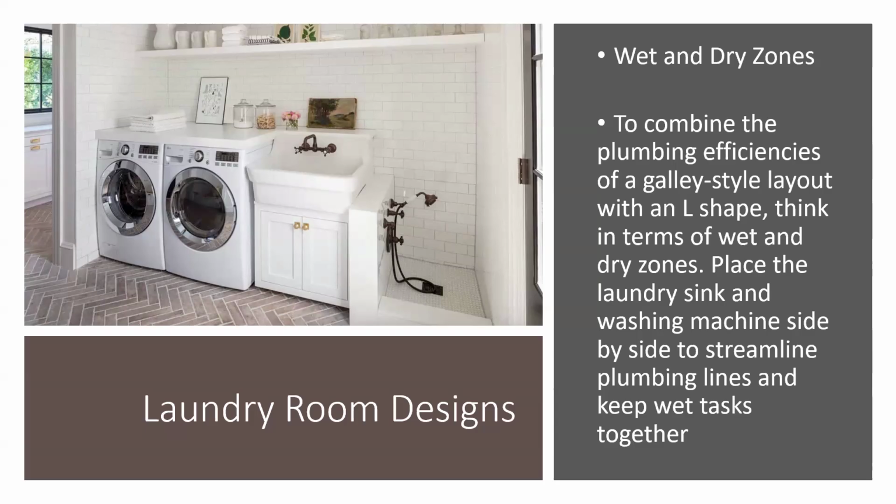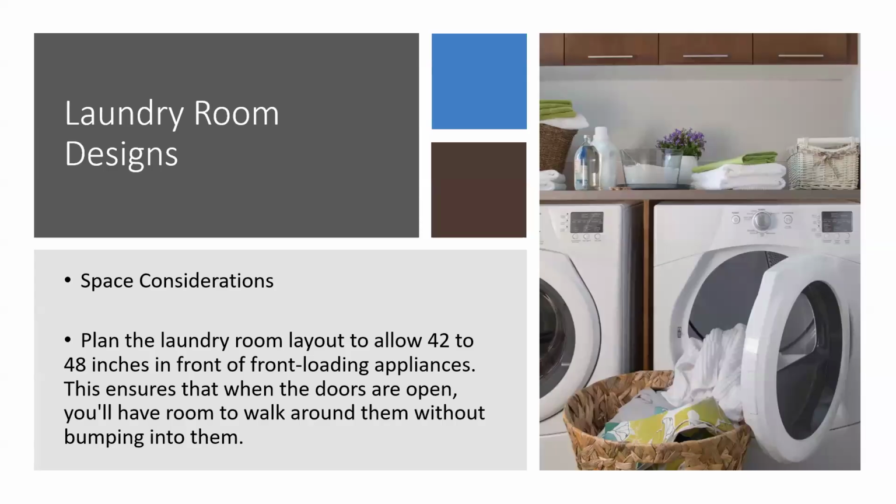So ideally, when you have these front load washers and dryers, you don't have them a foot or 2 away from a wall when those doors are open. Because ideally, if those doors are hanging open a little bit, you should be able to walk by them without running into the doors all the time. So in my perfect world, I would allow 3'6" or 4 feet in front of the front loading appliances.